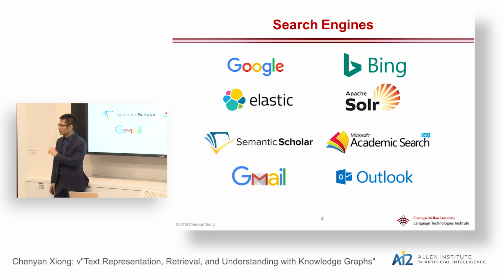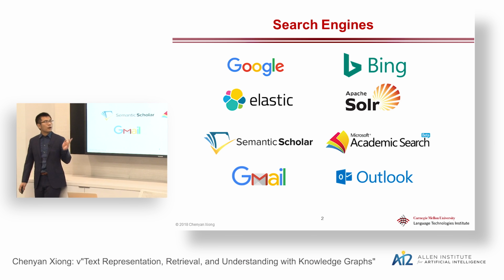So we know search engines, and we use them every day. We have Google, we have Bing. But outside of Google and Bing, we also have the open source search engines. We have Elasticsearch, Solr. Here we have Semantic Scholar. We also have academic search, and now email search is also a very hot topic.